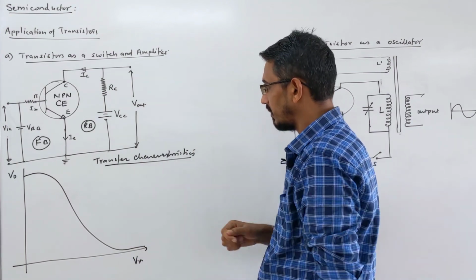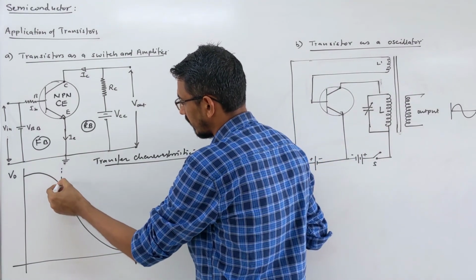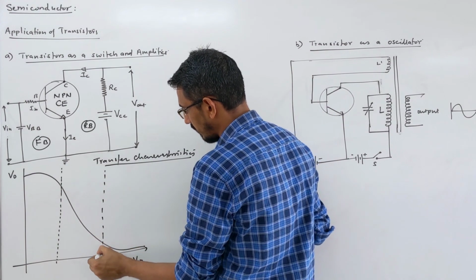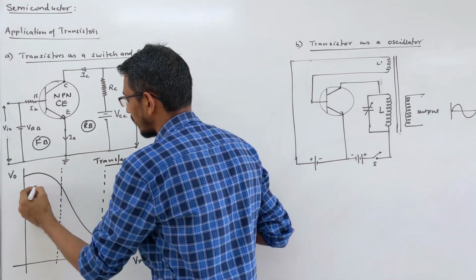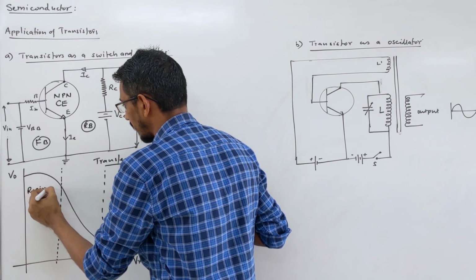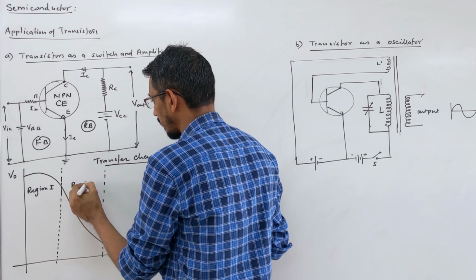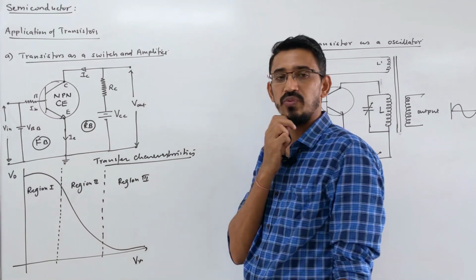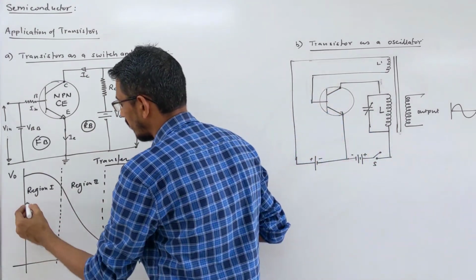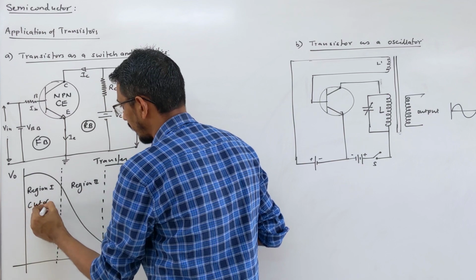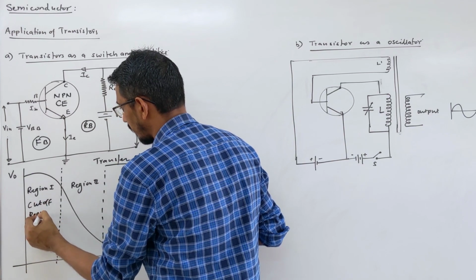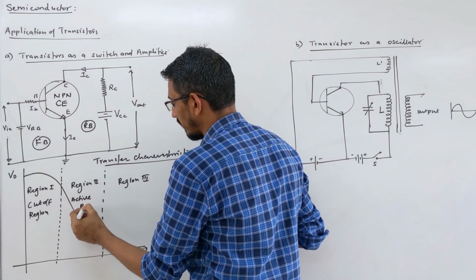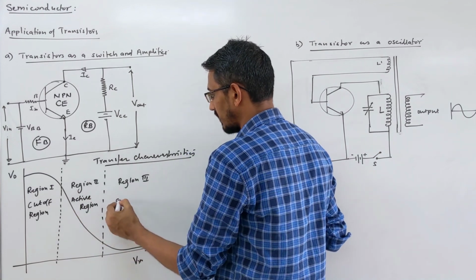What's the important thing here? This graph is divided into three parts. Let's say this is one part, this is another part, and this is a third region. We give some names to them: this is region 1, this is region 2, and this is region 3. Watch carefully. This is called the cut off region. The middle one is called the active region, and this is called the saturation region.